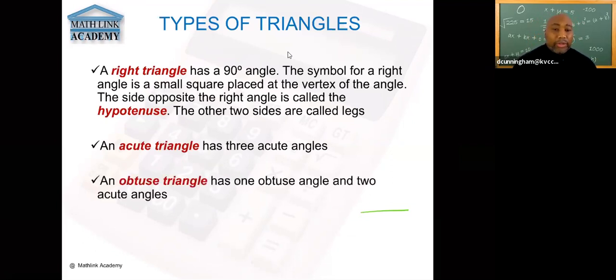Another type of triangle is called an obtuse triangle. It has one obtuse angle and two acute angles. The obtuse angle we're talking about is greater than 90 and less than 180 in our case. So draw a triangle that has an obtuse angle and then two acute angles. Try that on your own. You can pause the video and see if you can do that yourself.